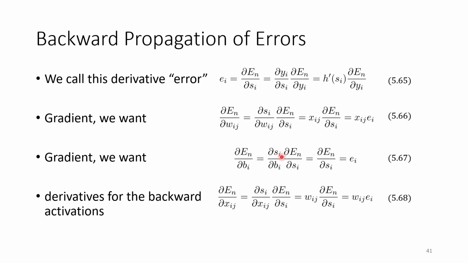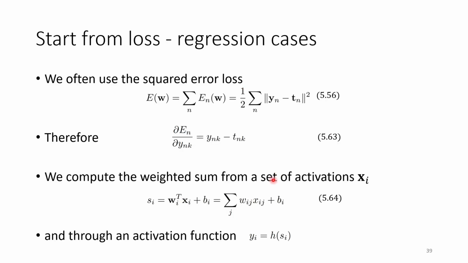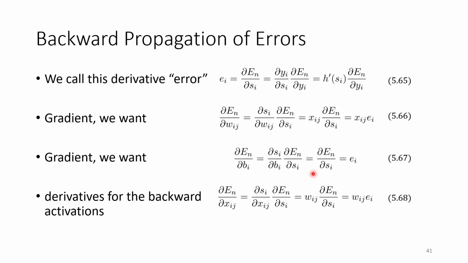And the same for dE/db. So ds/db, what is it? It is 1. Why is this 1? Because this is the definition of s. It is the summation of the weight times x plus a bias term. Therefore, ds/db is 1. So dE/db is just as large as the error.